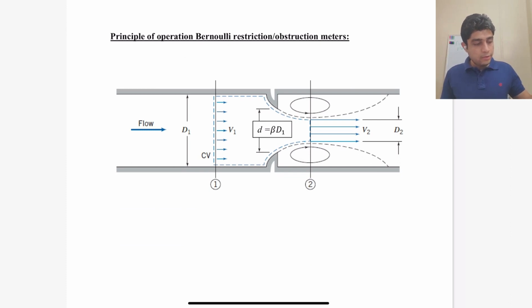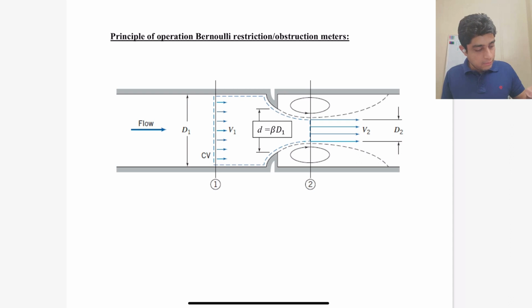The basic principle of all these three Bernoulli type devices is that we introduce an obstruction in the flow, so that the fluid velocity increases locally, and because of this increase in the local velocity, we have a pressure drop, and we measure that pressure drop to find out the velocity.